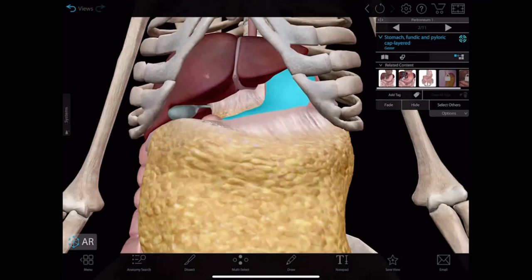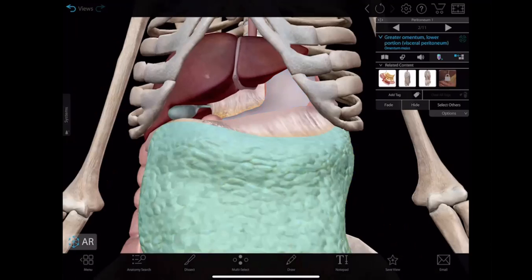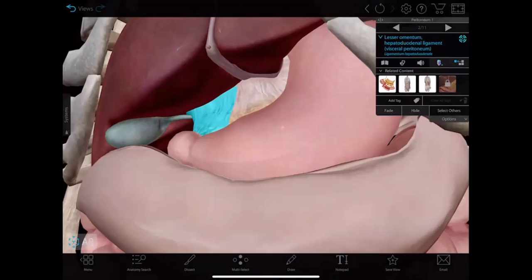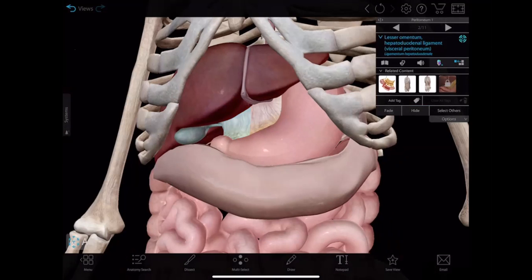I will hide this. You see, the selected structure is the lesser omentum. The lesser omentum is going from the stomach to the liver, under the surface of the liver, right? That is the liver.